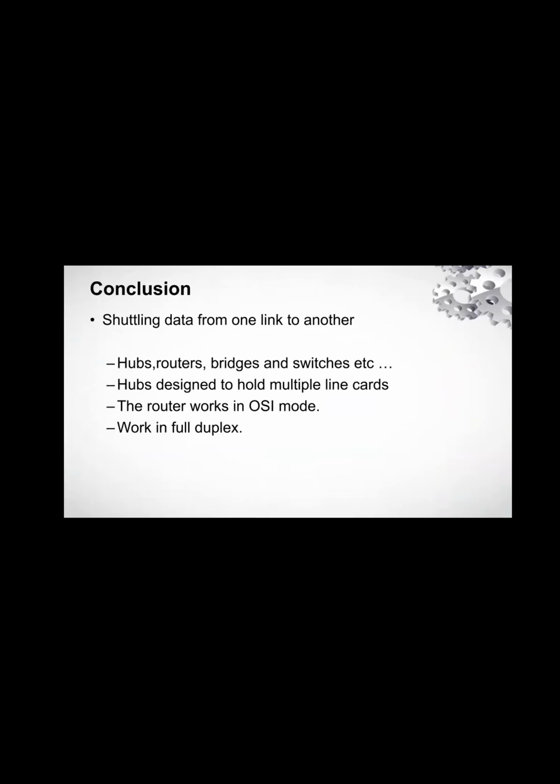Now we conclude all of the PPT: shifting data from one link to another, with hub, routers, bridge, and switch, etc. Hub is designed to hold multiple line cards. The router works in the OSI model. Router is faster than switch. Works in full duplex.